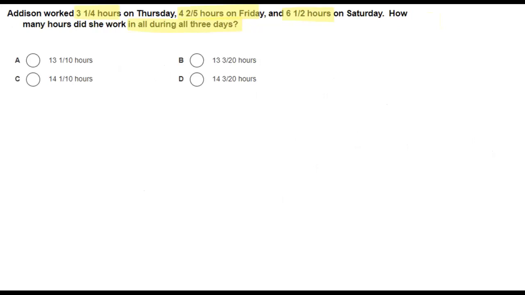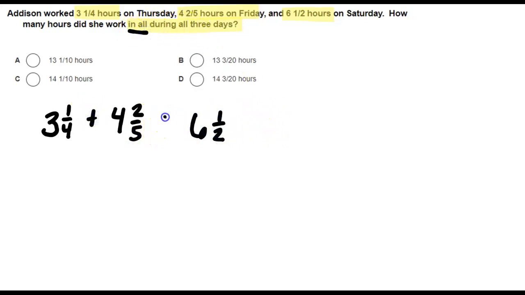All right, so here we have a multiple choice question, but we have to work it out first. It says Addison works 3 1/4 hours on Thursday, 4 2/5 hours on Friday, and 6 1/2 hours on Saturday. How many hours does she work in all? "In all" tells us that we're adding all of these. So what I'm going to do is combine my whole numbers first. 6 plus 4 is 10, plus 3 is 13. So I have 13 1/4 plus 2/5 plus 1/2.